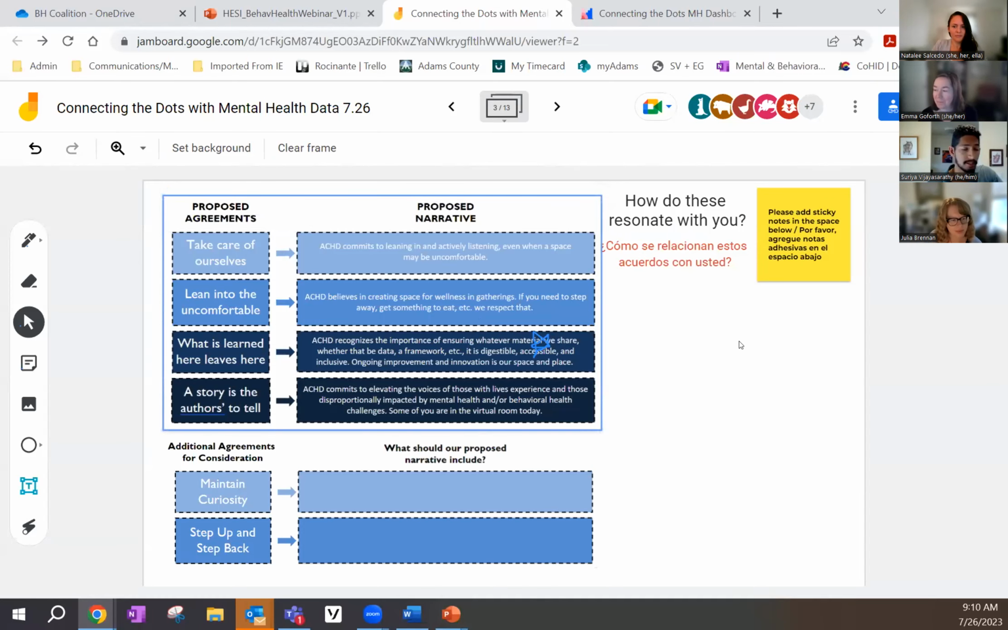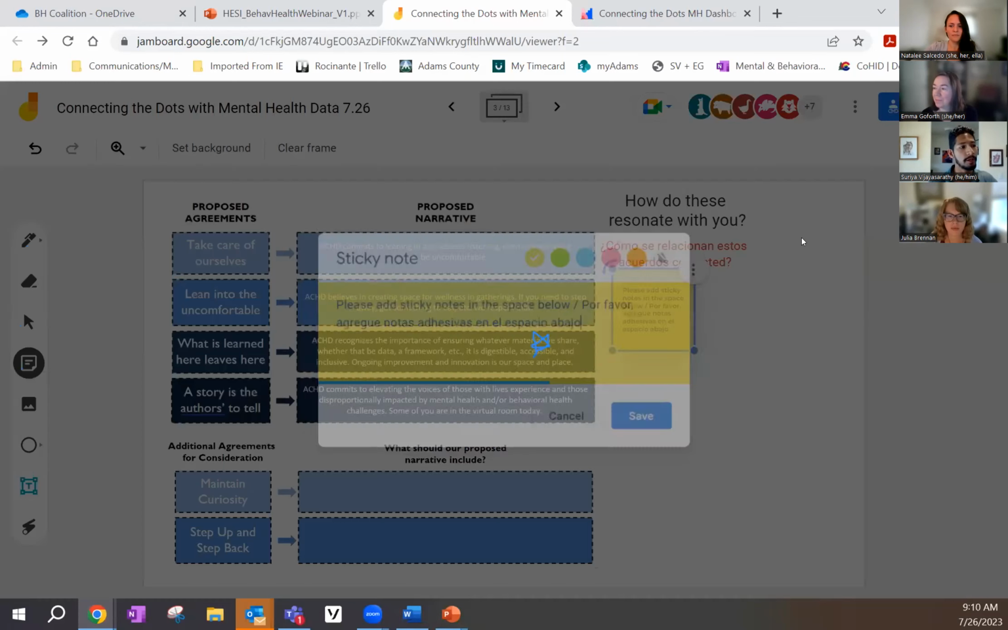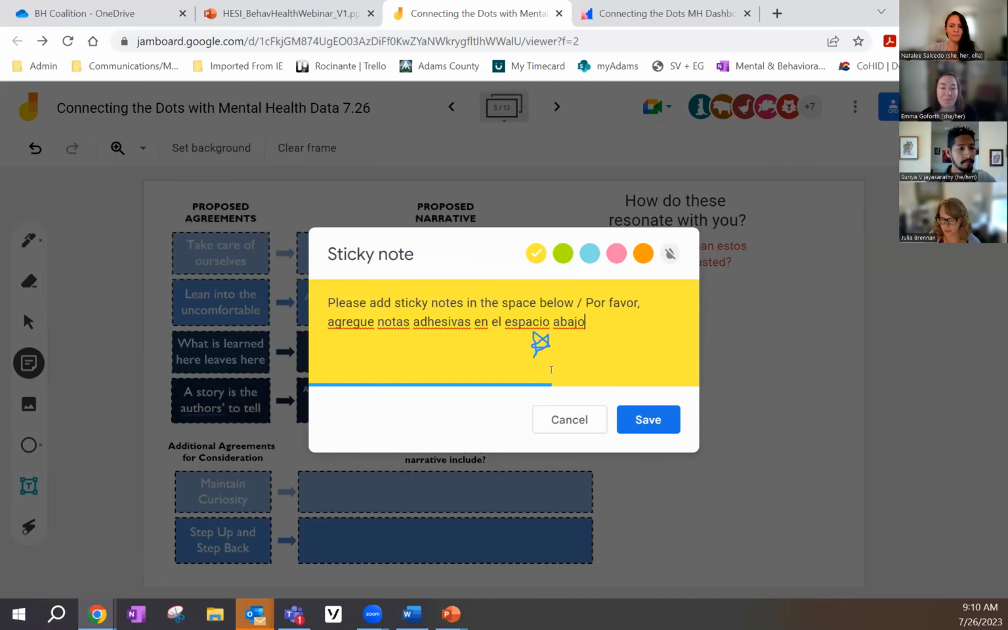So that's how to use the sticky note. And then you can always move the sticky notes around. You can make them bigger or smaller. You can double click on them if you want to adjust or edit them as you will.